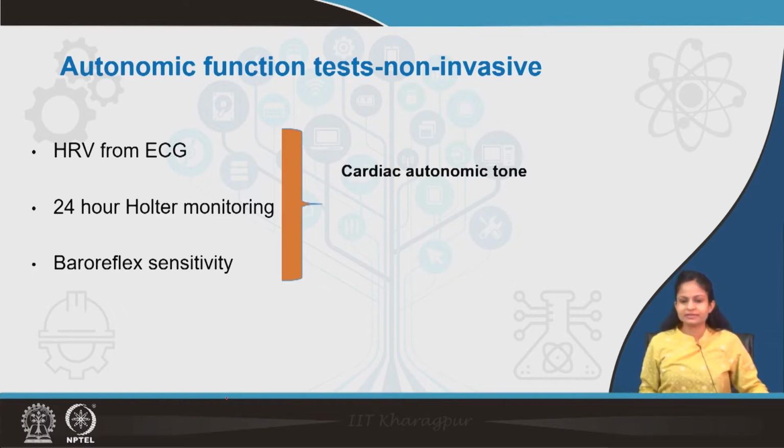and this autonomic function test depends on which neurotransmitters we want to check, or which pathway, or which fibers we want to check, whether sympathetic fibers or parasympathetic fibers. Now the domains are different, but the non-invasive autonomic function tests which we usually use are heart rate variability from the ECG recording, the 24-hour Holter monitoring and the baroreflex sensitivity. These all usually measure our cardiac autonomic tone.